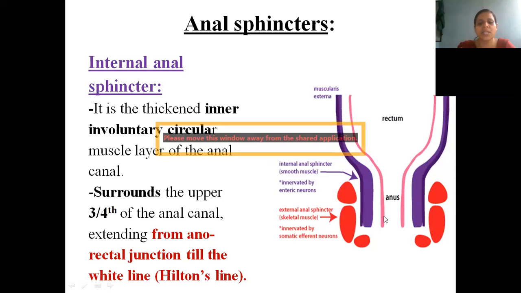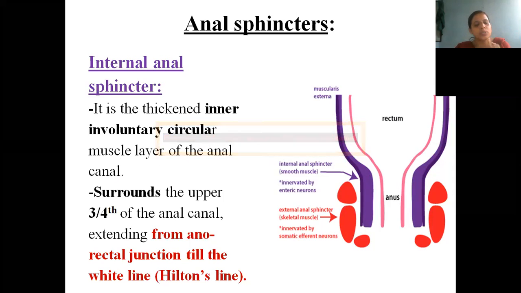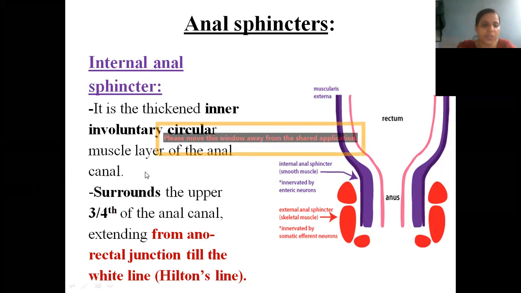The rectum's continuation is the anal canal. Now this is the musculature of the anal sphincter. We have the internal anal sphincter, shown in violet color. The external anal sphincter is shown in red color. The internal anal sphincter is the thickened involuntary circular muscle layer of the anal canal. If you generally see GIT histology, we have mucosa, submucosa, muscle layer and serosa. In the muscle layer, we have inner circular and outer longitudinal, from your histology knowledge.